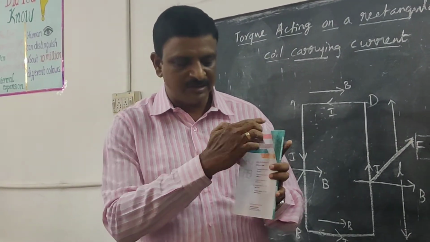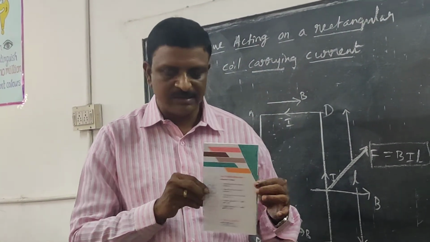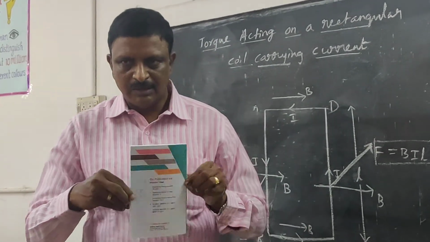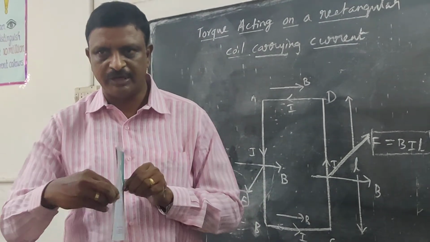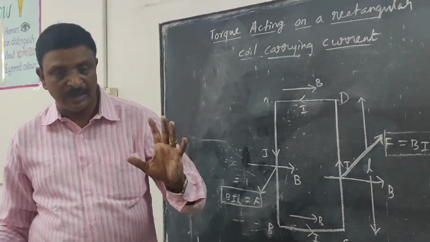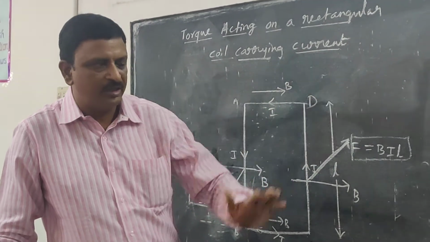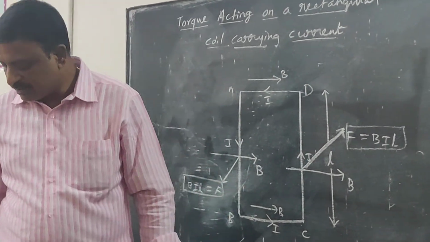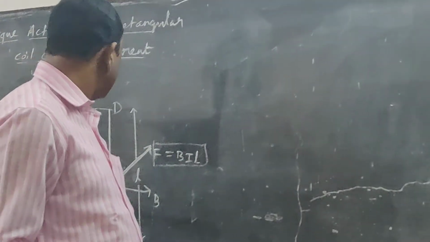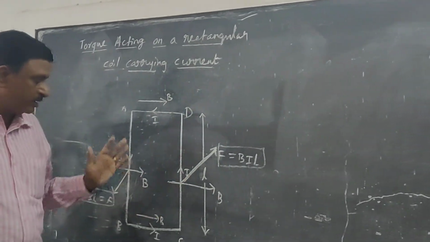So you imagine this book as a rectangular coil. At the back sides there is no force; on the length sides two equal forces act in the opposite direction, which will make the coil rotate. So for that we are going to give the derivation. In depth, this concept is going to be used in the next explanation called moving coil galvanometer.